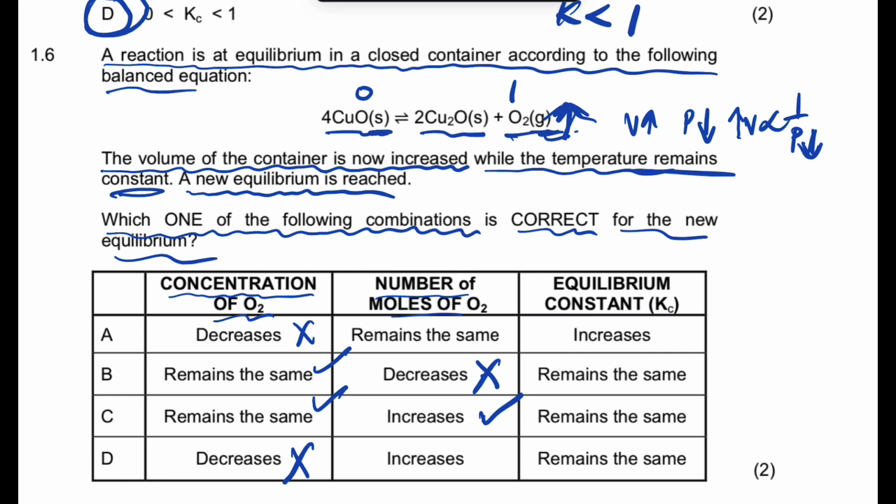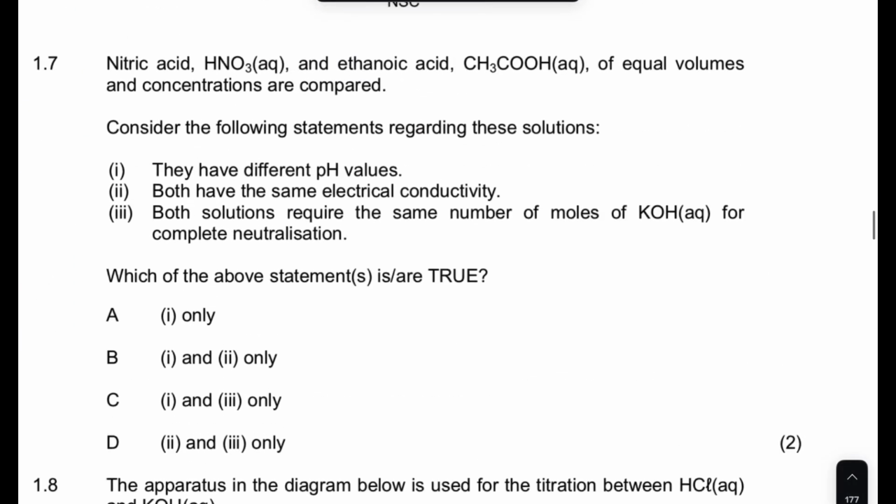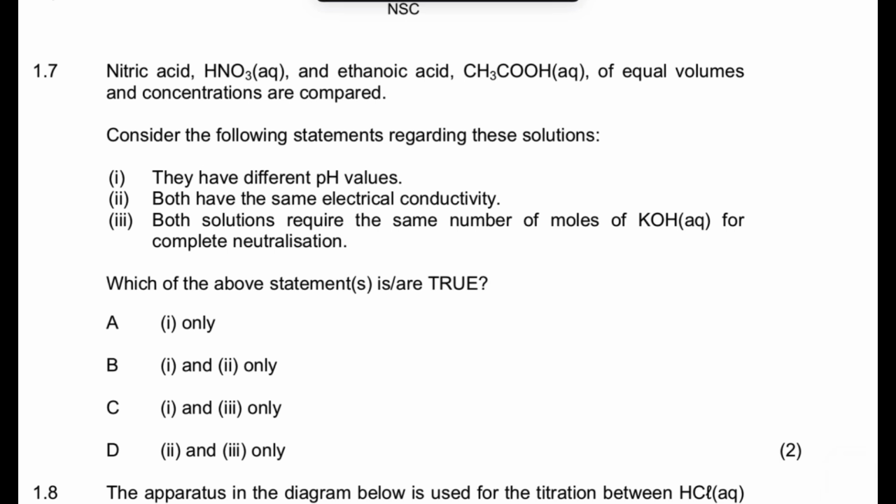What's happening to the Kc value? Remember, the Kc value is influenced by the temperature. So we are told that the temperature here remains constant. That means it's going to be what? Constant, right? So our answer here is C.